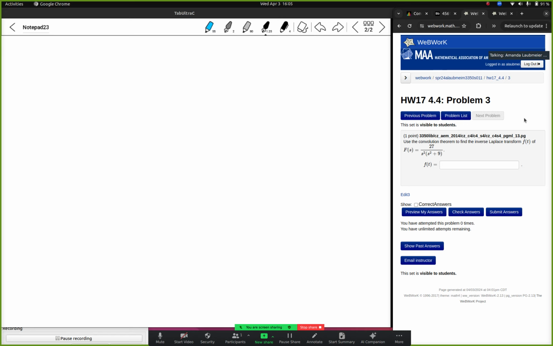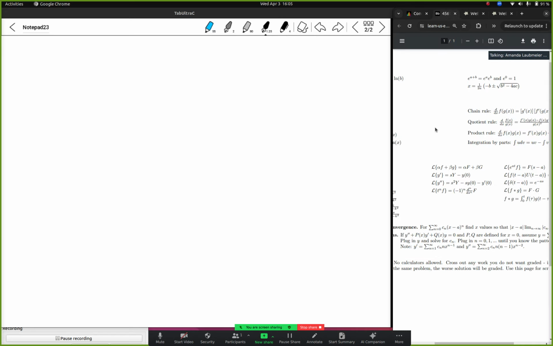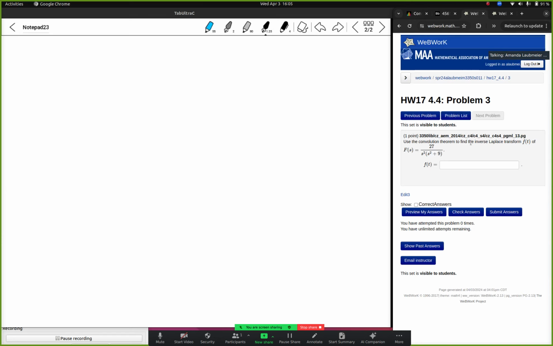So for homework 17, problem 3, we're given the hint that we should be using the convolution theorem on this one, so I did pull up the formula sheet here so that we can go ahead and apply the convolution rule later. But we're trying to take the inverse Laplace transform of this quantity right here, 27 over s squared times s squared plus 9.